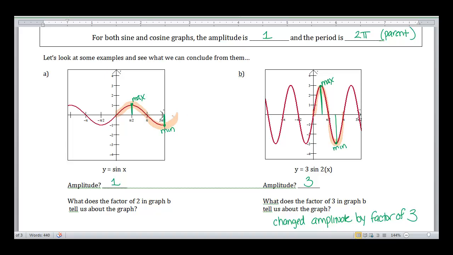If I look at my period in the parent graph, this would have been ending at 2 pi. So from 0 to 2 pi, I have a distance of 2 pi. In graph B, though, I start at 0 and I end at pi. And so that 2 cut the period in half. It divided the normal period of 2 pi by a factor of 2.